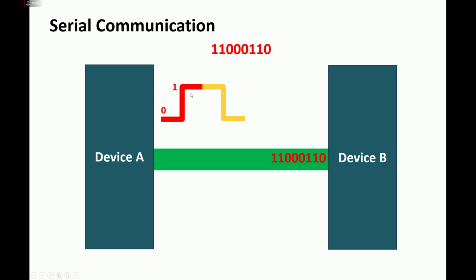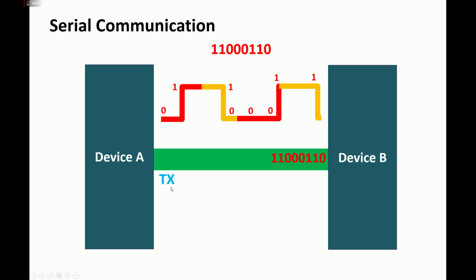It became 1. Then again it remained 1 and then it fell to 0. Then 3 times it's 0, 0, 0. See, 3 zeros. And then again it became 1 and then twice 1 and then again 0. So it will look something like this. That is how it will send the data serially. It will send data in this way to the second device.